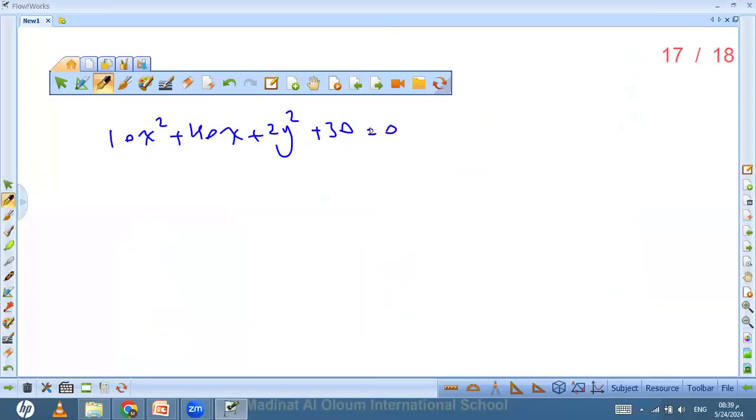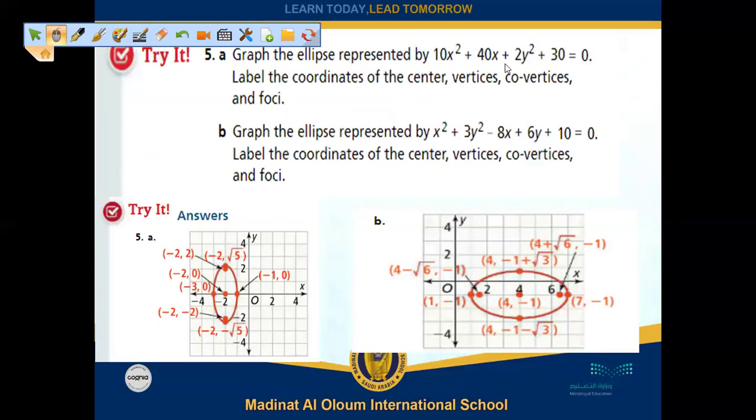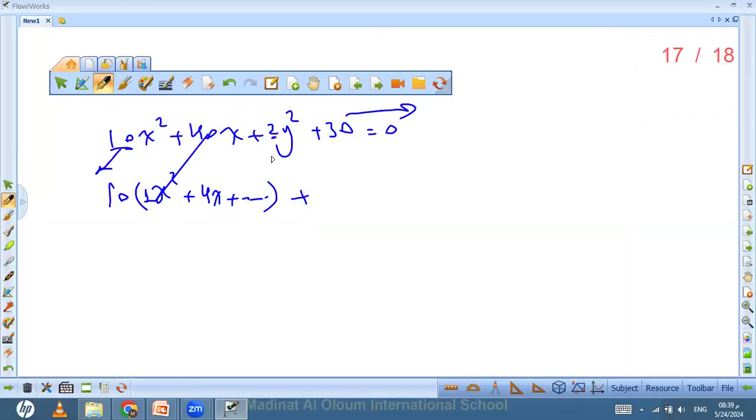I'm gonna make it fast, guys. I'll take 30 to the right and the 10 common. Divide by 10 because my coefficient must be 1. 40 divided by 10 makes 4. Plus, I'll take 2 common from here, 2y squared. Y squared alone, I'll keep it the same, equal to negative 30.